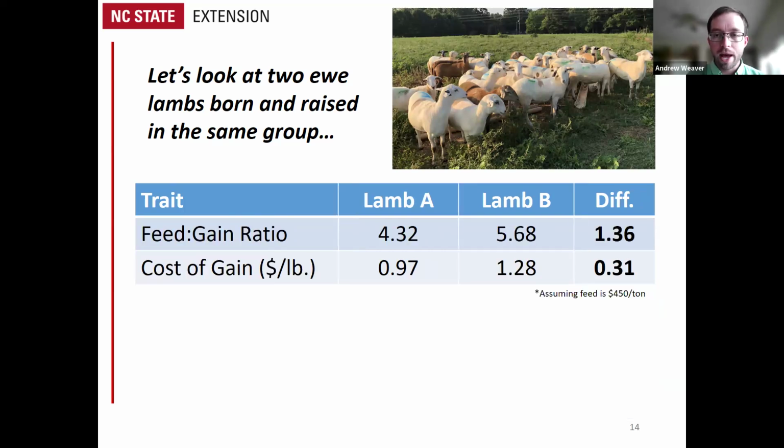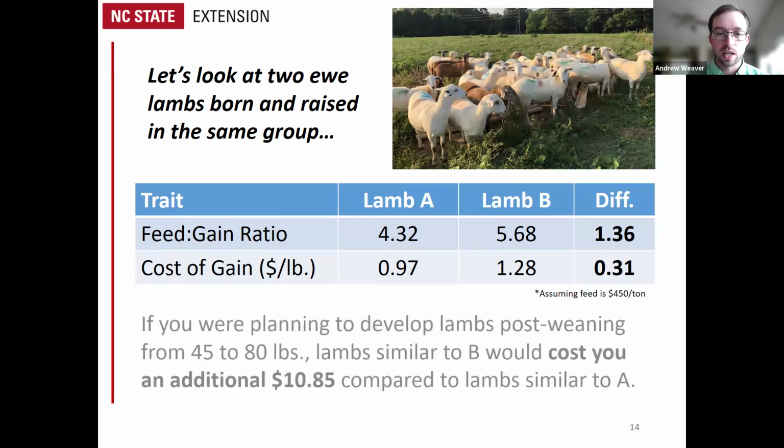So what impact does this have? We look at that cost of gain. So how many dollars does it take for every pound that animal gains? Lamb A is at 0.97 dollars, 97 cents per pound of gain. Lamb B is at 1.28 dollars per pound of gain. So for every pound those two lambs gain, by feeding lamb A instead of lamb B, you're saving yourself 31 cents, assuming that feed costs about $450 a ton.